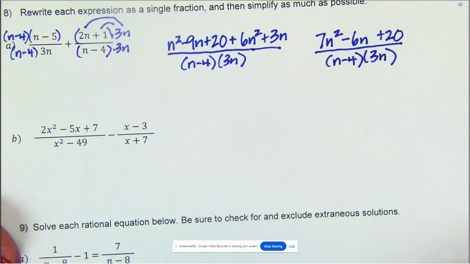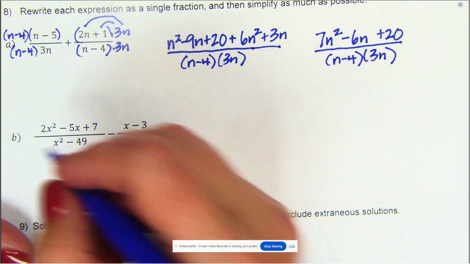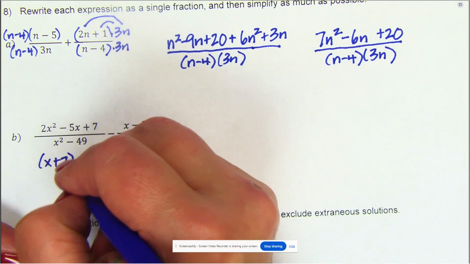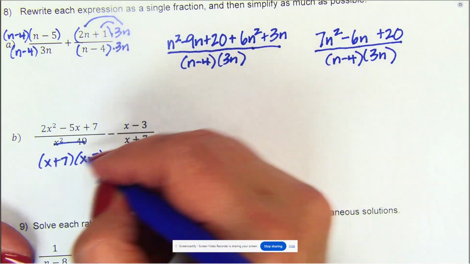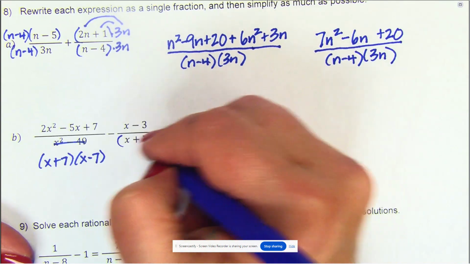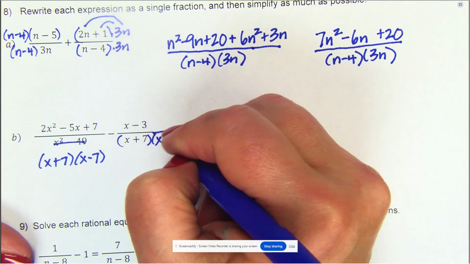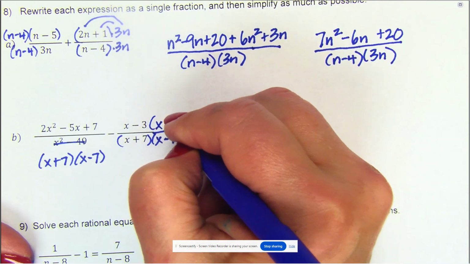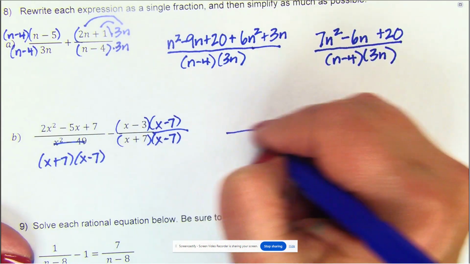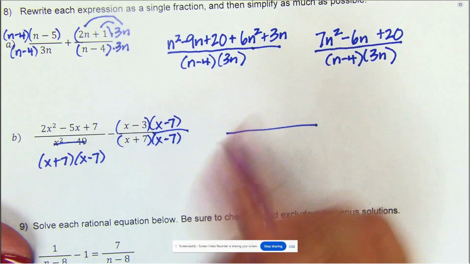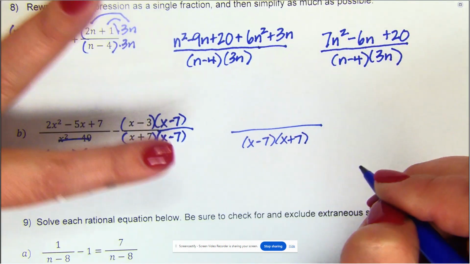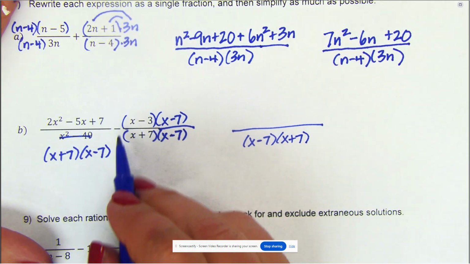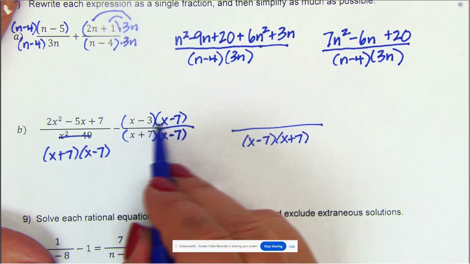All right, subtract. I need a common denominator. Let me factor this real quick. So I can see that this just needs an x plus 7. Or sorry, minus 7. So now I need to multiply that by the top. So now I got my common denominator. Look, they match. So x minus 7, x plus 7. Forget about the bottoms. Now before you can subtract these, you've got to do this multiplication.